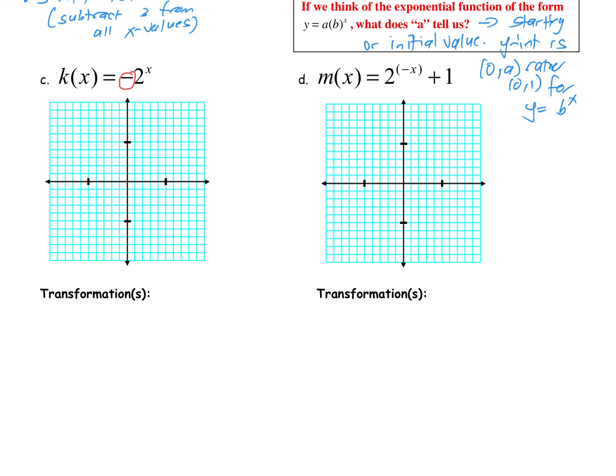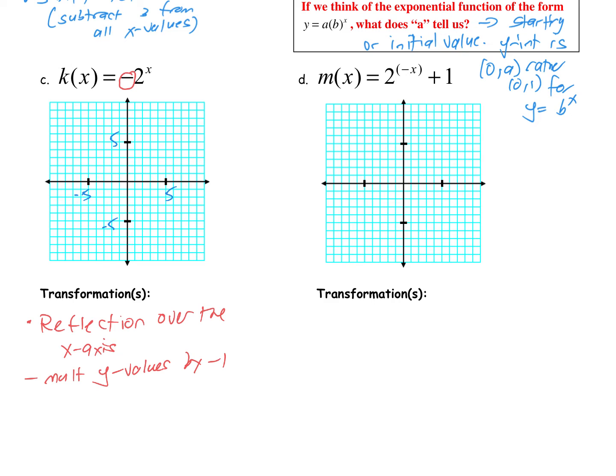So what does this negative do outside the function? That negative is going to reflect. It's going to be a reflection over the x-axis, and numerically that means we're going to multiply y values by -1. So I'm going to go ahead again and plot the points on the parent function quickly, and then I will reflect all those points over the x-axis, and we'll see what we get.